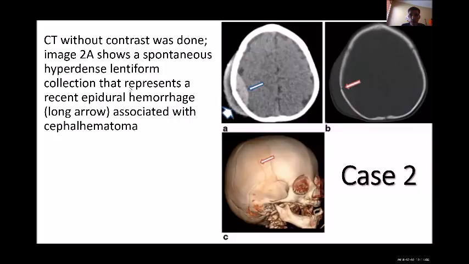This is a CT without contrast, and you can see a spontaneous hyperdense collection with a lentiform shape, so it's seen from outside, it's not from the brain. It's an epidural hemorrhage associated with cephalhematoma or whatever the outside swelling is.